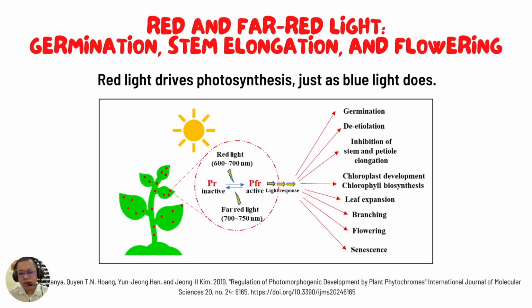What are those things? We have germination, etiolation, inhibition of stem and petiole elongation, chloroplast development, chlorophyll biosynthesis, leaf expansion, branching, flowering, and senescence.